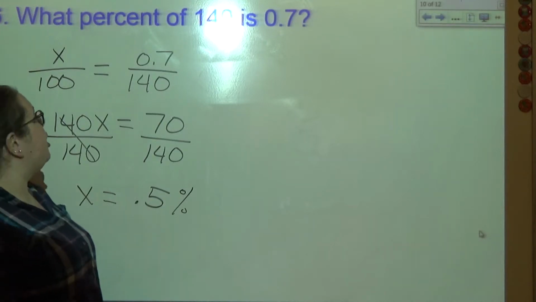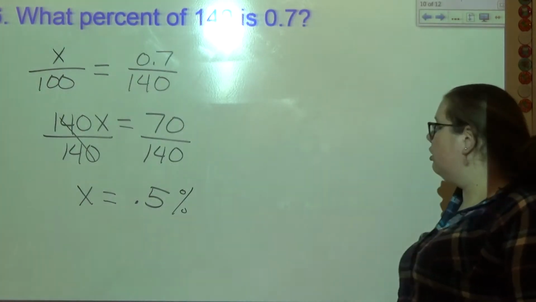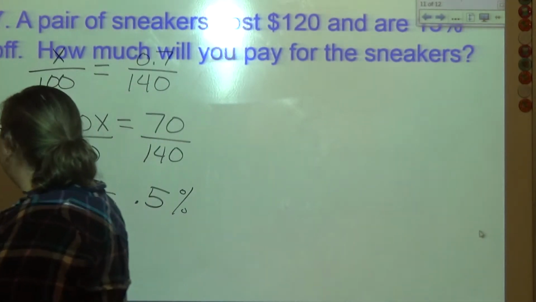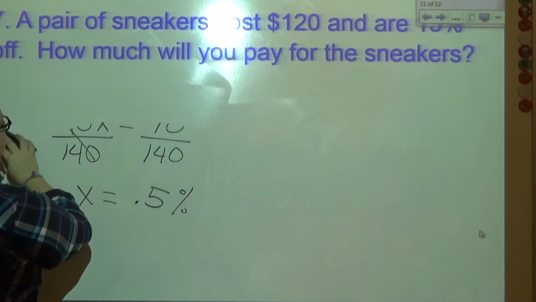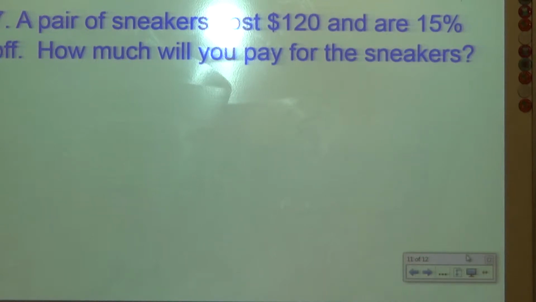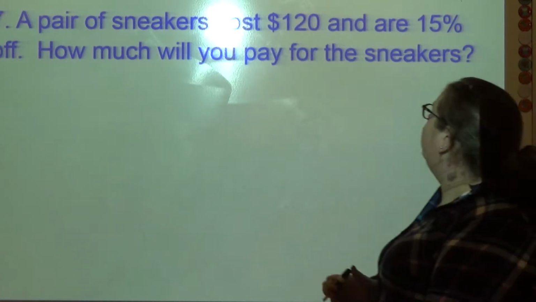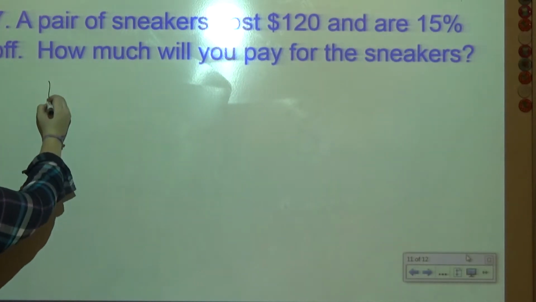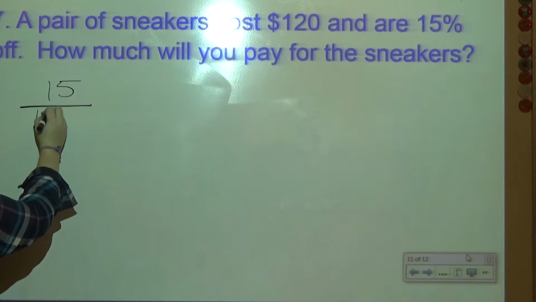All right, so now we're going to jump into some of the harder word problems. So this is the kind where you want to focus on the part over the whole. It makes it a little easier. A pair of sneakers cost $120 and are 15% off. How much will you pay for the sneakers? All right, so what's our percent? 15. So 15% out of 100.